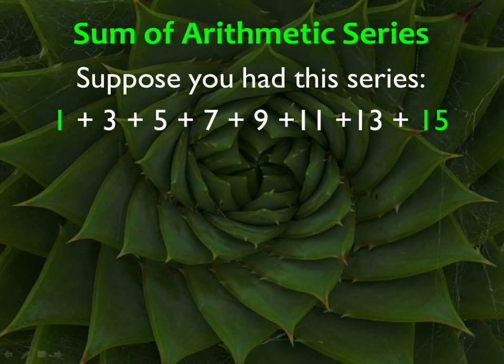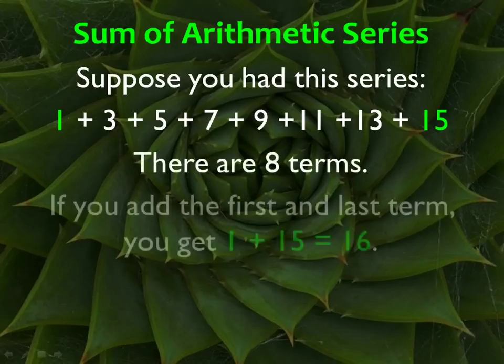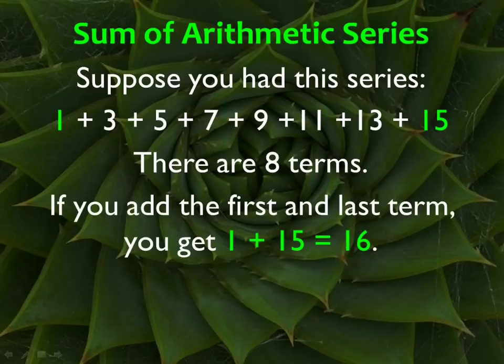Well, let's suppose we have this series. 1 plus 3 plus 5 plus 7 plus 9 plus 11 plus 13 plus 15. Now if you notice, this is an arithmetic series with a difference of 2. The first term is 1, the last term is 15, with 8 total terms. If we add the first and the last term, we get 1 plus 15, or 16.